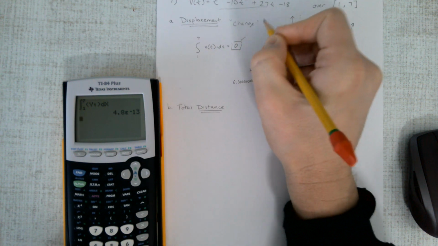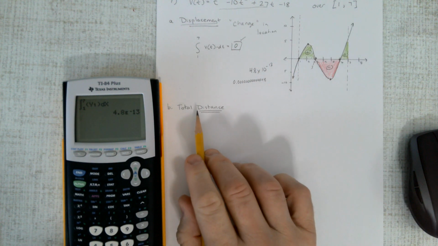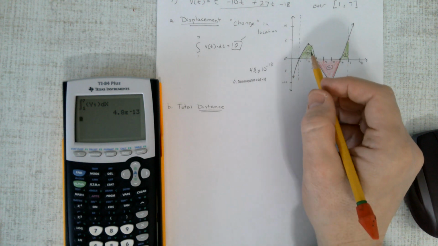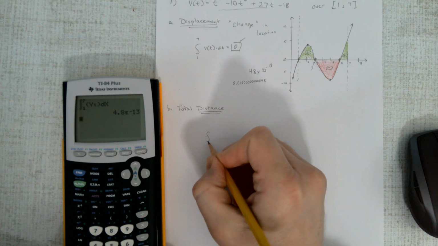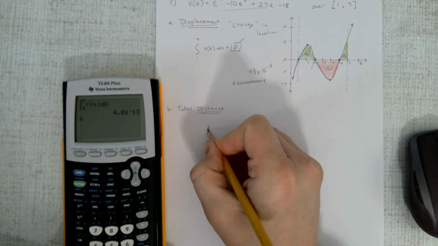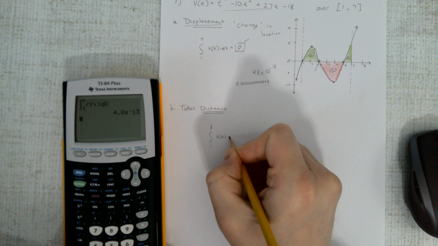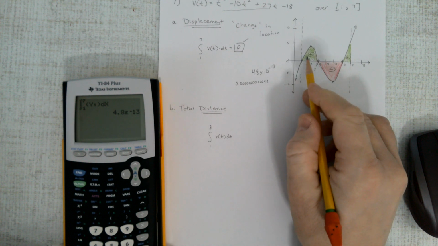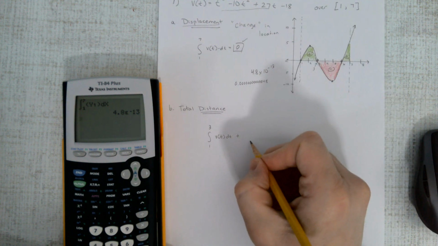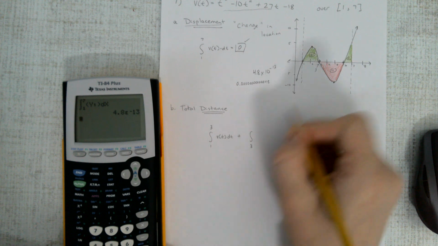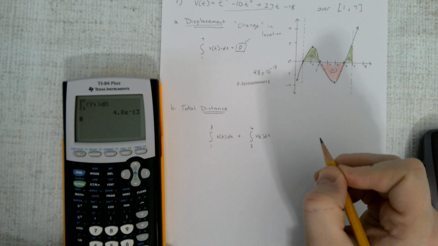It really wasn't a change in your location because you ended up where you started. Distance means what we have to do is take this value right here, which I'm going to write as the integral from 1 to 3 of our function, right? There's that distance from there, but we need to add it to this distance right here, which is the integral from 3 to 6 of v(t) dt.